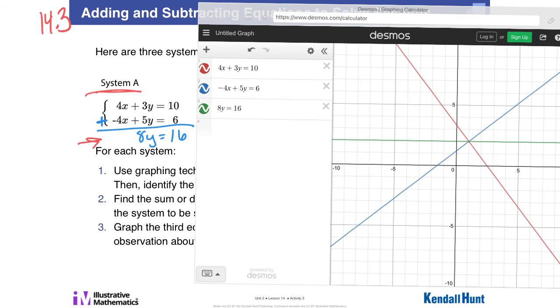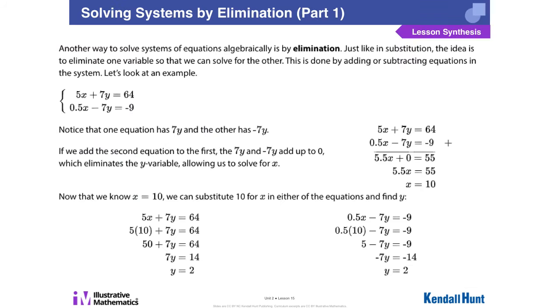Now this third equation that we get when we added them together is right here, this green line, and notice that it also crosses at the same point. So elimination works because it's still giving us the same solution as the other two equations.